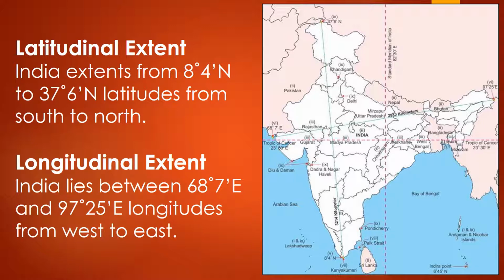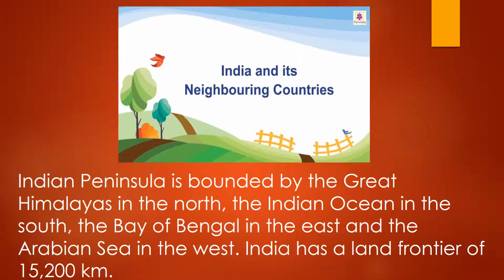I hope you all understood the longitudinal and the latitudinal extent of India. So come to the next slide. Now in this slide we learn about India and its neighboring countries. Indian Peninsula is bounded by the Great Himalayas in the north, the Indian Ocean in the south, the Bay of Bengal in the east and the Arabian Sea in the west. India has a land frontier of 15,200 kilometers.